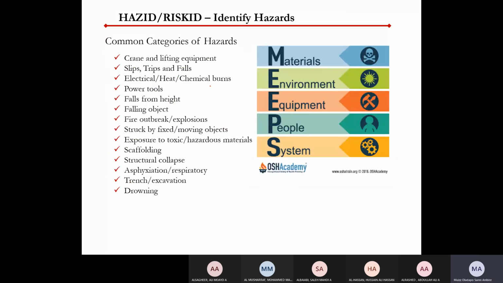We also have other categorization, like here, OSHA Academy, which is an online training platform. They have this categorization called MEEPS, materials, environment, equipment, people, and systems. All right. So you could identify hazards that have to do with materials, hazmat, toxic, flammable, explosive materials, things like that. You may want to identify hazards that have to do with the environment or the equipment, hazards having to do with people or the system. The system in the organization itself may cause things to go wrong.